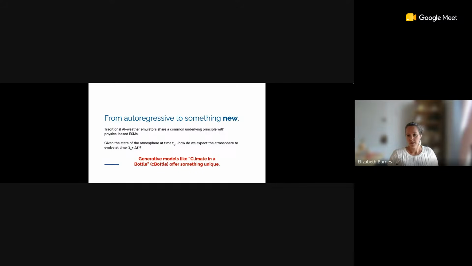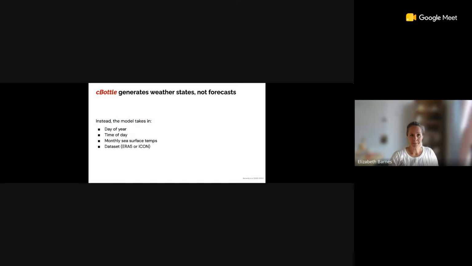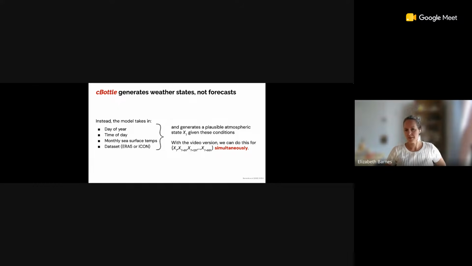This is our SiBottle, which is out of NVIDIA. And SiBottle generates weather states, not forecasts. So the idea here is it takes in the day of the year, the time of day, the monthly sea surface temperatures. So this is an atmosphere only model. And in this case, a dataset, because it was trained to actually use both, but we're going to focus here on ERA5. So given this, it's in essence a sampler, right? It's generative modeling. So it in essence samples a weather state that is consistent with these four bullets on the side here. So it generates this plausible atmospheric state given these conditions.